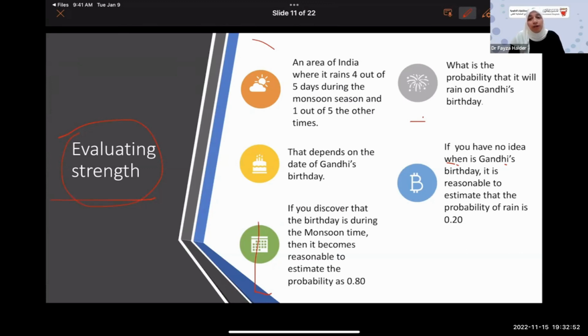Because we don't know when it is. According to the argument, we don't have the date of Gandhi's birthday. So we have 2 probabilities, right? Well, now, if you do know the birthday is during the monsoon time, then we have a probability of 80%. 4 out of 5. Right. Now, you bring up a good point.